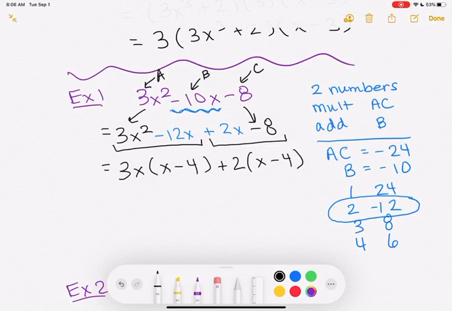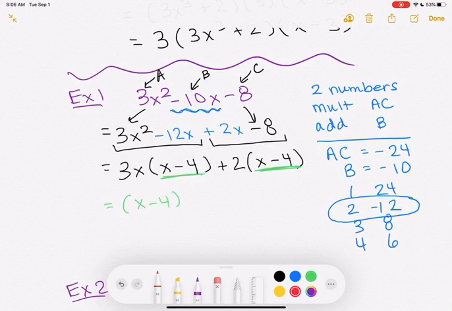So if you did swap the middle two and for some reason it didn't work out, you probably wouldn't have a common factor like this x minus 4, x minus 4. You might have something like x minus 4 and x plus 4. And so in that case, you would want to go back to the previous step, swap your middle two terms, and then it should work out to where you will have this common factor. Okay, so we're going to pull that x minus 4 out front.